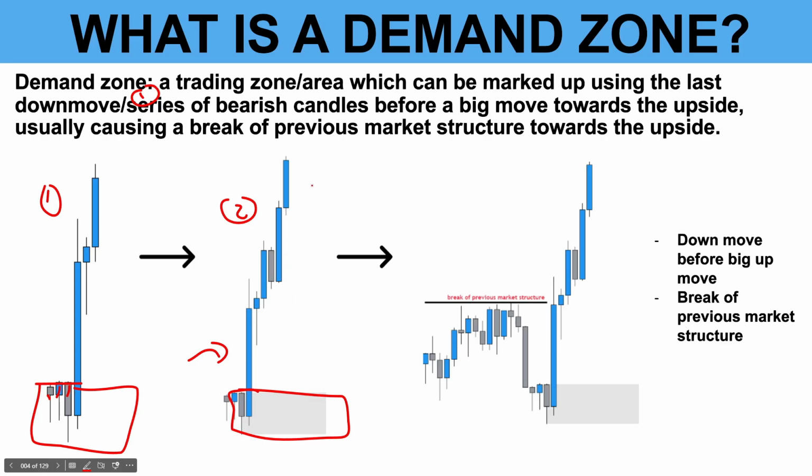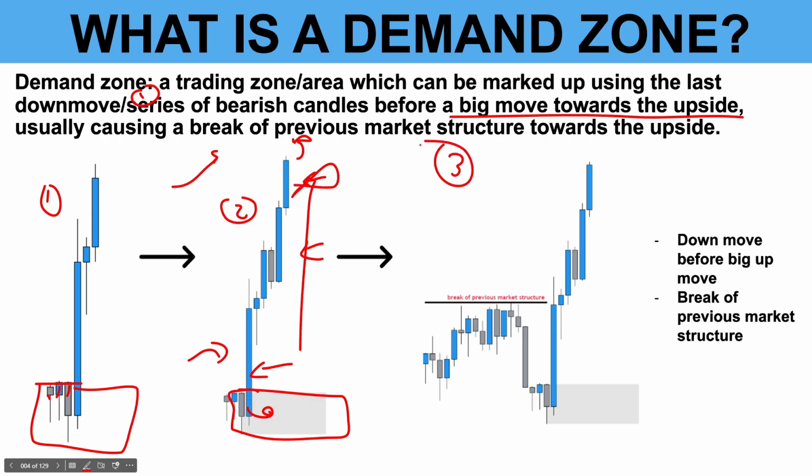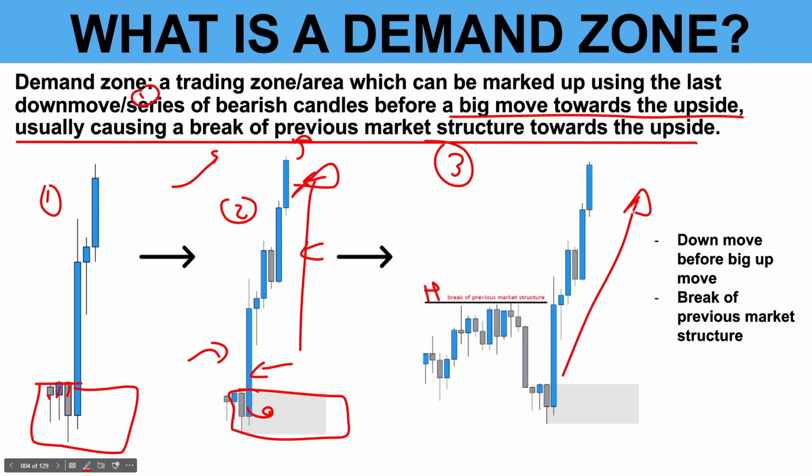And we can now see this continued impulsive move towards the upside with a lot of momentum, which again is part of the definition. We need a big move towards the upside. We can see the high volume candles being displayed over here, supporting the definition of a demand zone. We have the last down move, and then we have the big move towards the upside. Then step 3, we look for a previous break of previous market structure towards the upside. And so we can see here that price left us with a previous high over here, and then we had that big impulsive move towards the upside with lots of momentum.